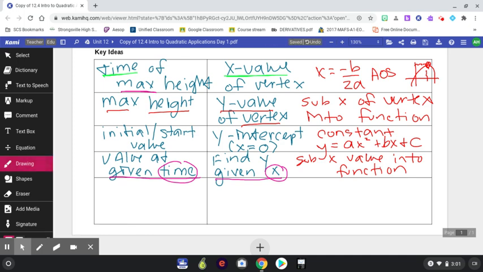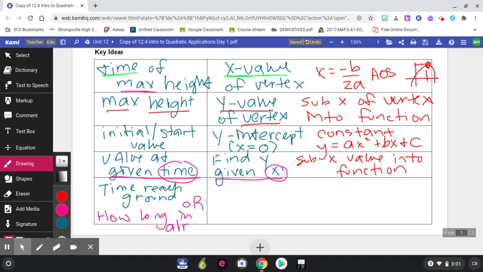Finally, I might be asked to find the time that the object reaches the ground. Another way that this is phrased is the time I'm in the air, how long in the air. The time I reach the ground versus how long I'm in the air represent the same thing. Once I hit the ground, I'm no longer in the air, okay? And so either of these things could indicate that I need to find an x-intercept.